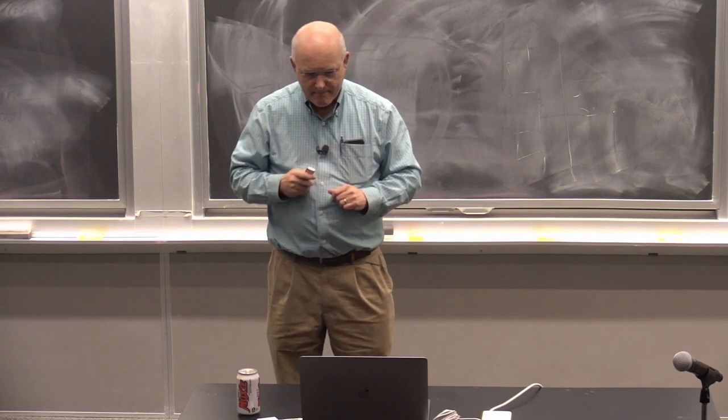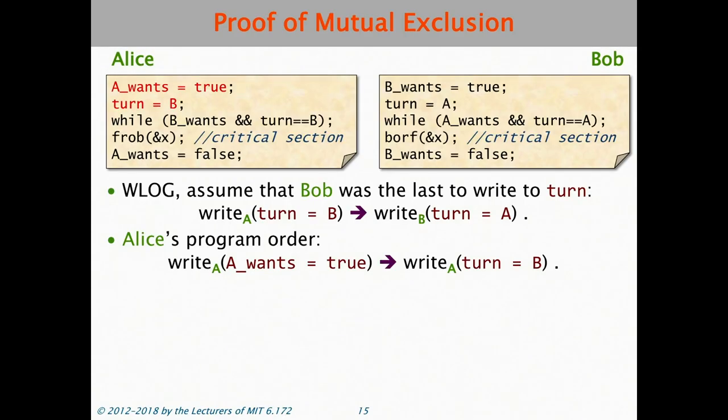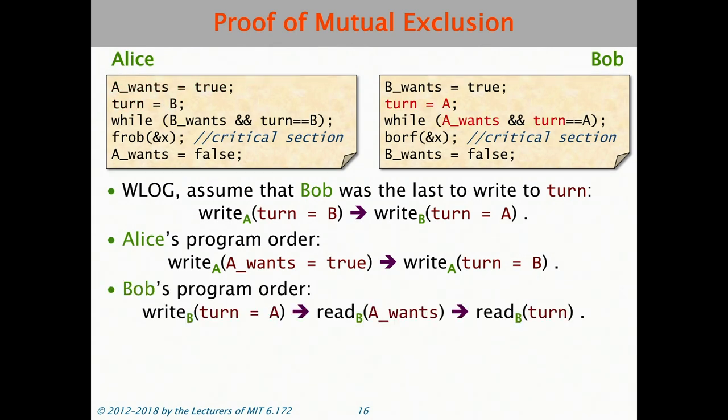Now Alice's program order says that writing true to A wants comes before her writing turn equals B. That's just program order. So we have that, and similarly we have Bob's program order.